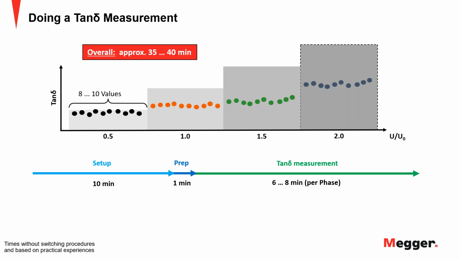And then at one point, the test is over and you move on to the next phase. So in terms of experience, the setup takes approximately 10 minutes. Then you engage the test set with all the prep work and getting the mode right, which takes another maybe 1 minute, and then you do these measurements in an automated sequence. Pretty much all VLF test sets today have this built in. And then you know that a 3-phase system takes approximately 40 minutes to be tested for tan delta.